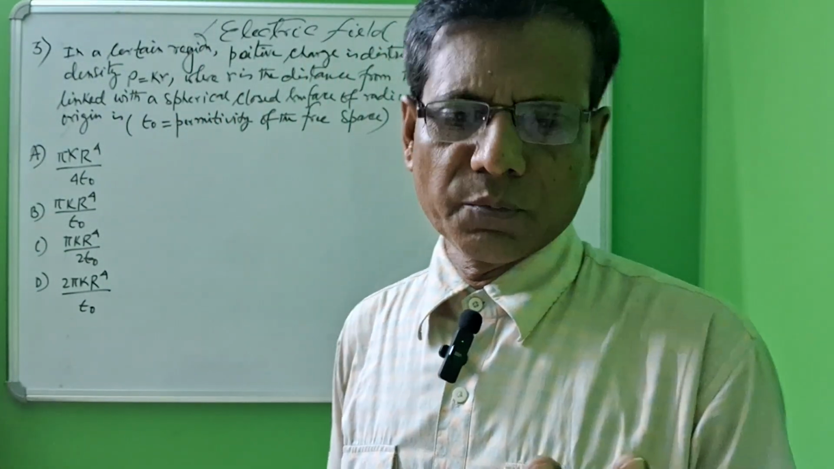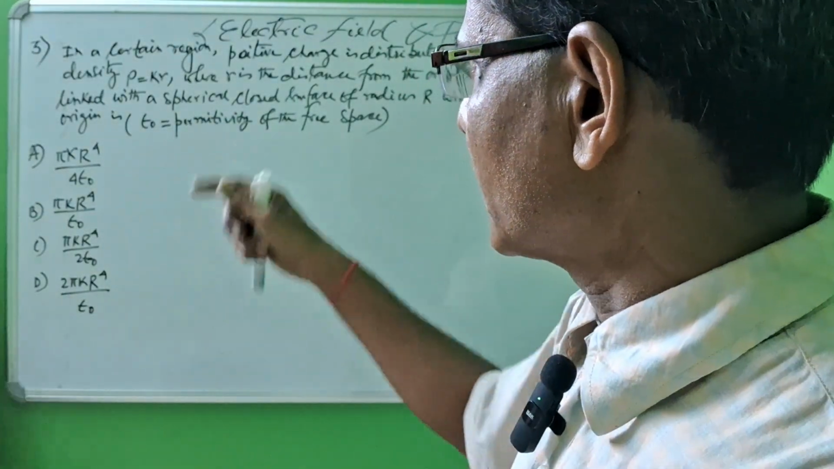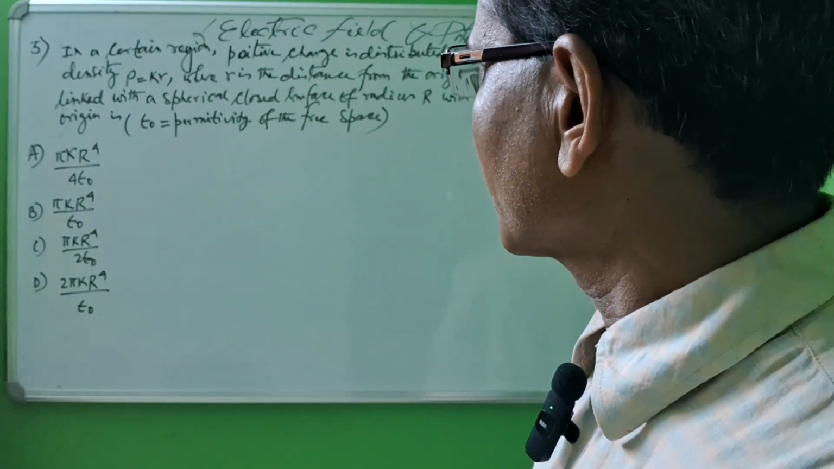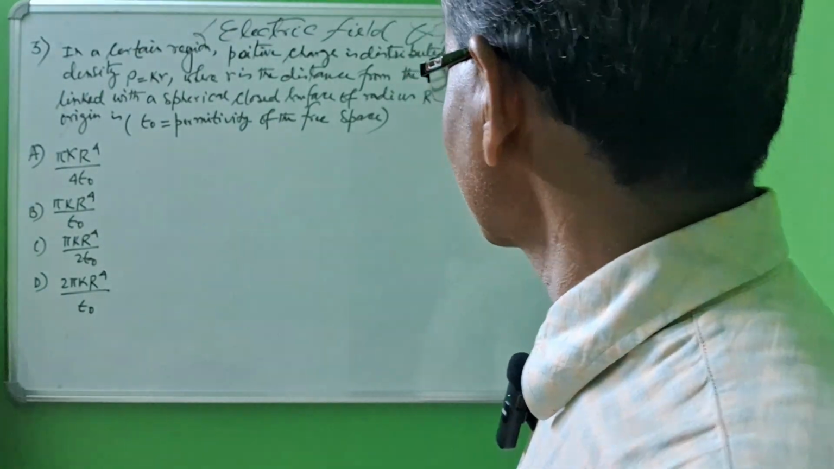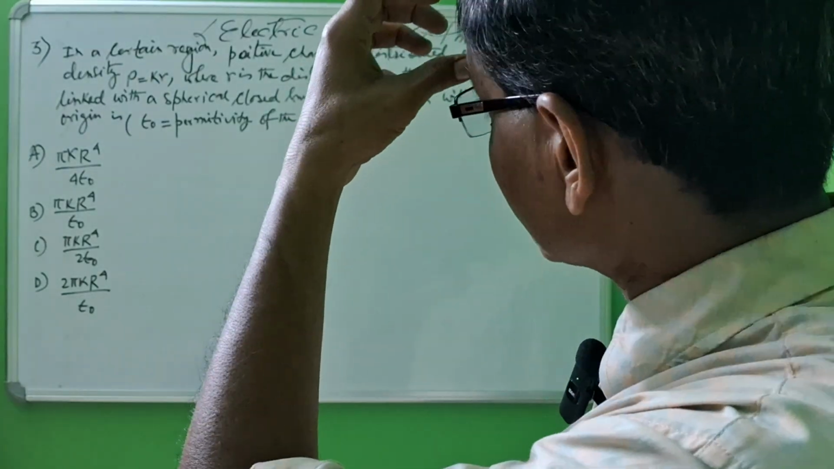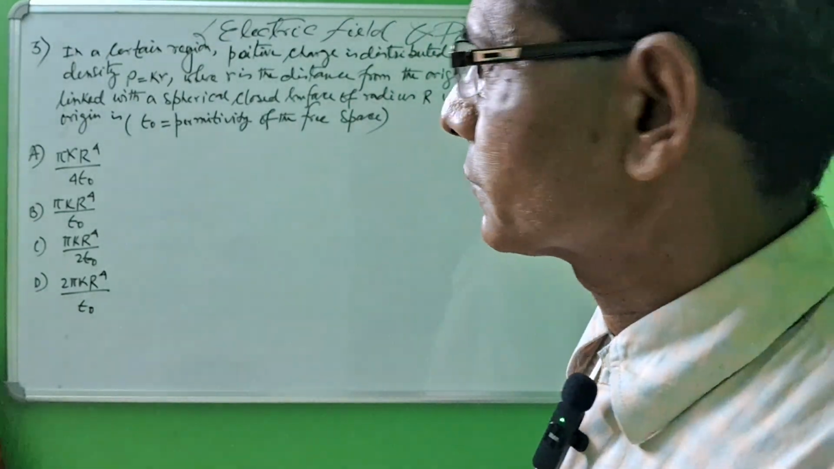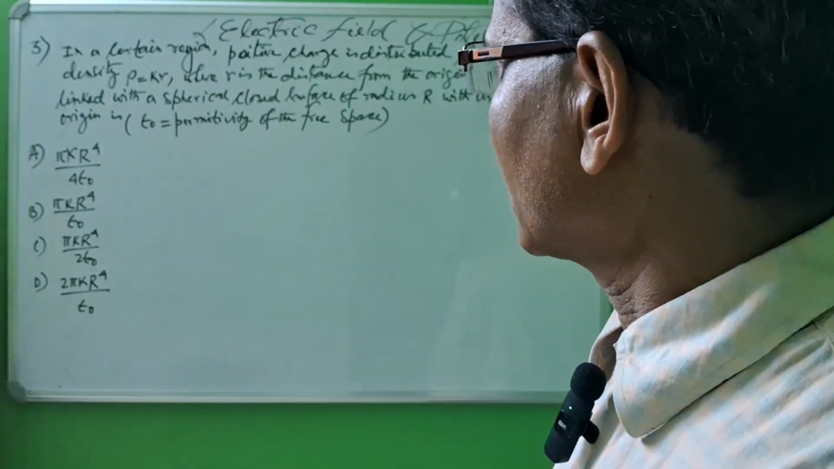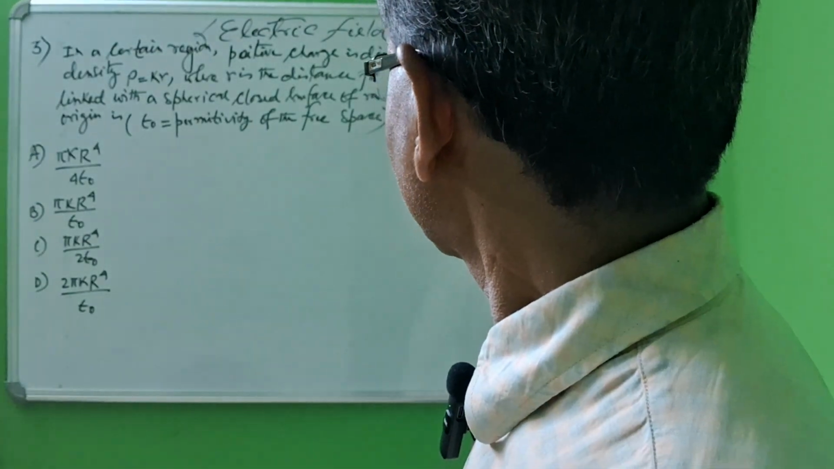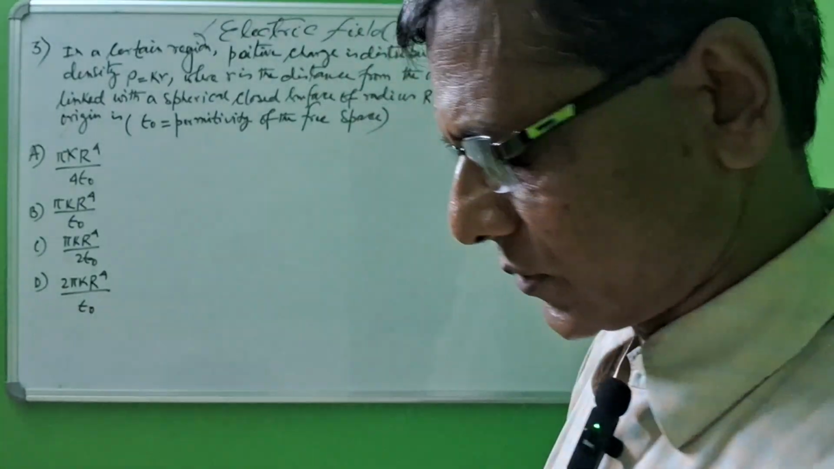Again, a typical problem is taken on our board. In a certain region, positive charge is distributed so that the charge density is rho equals kr, where r is the distance from the origin. Find the total flux linked with a spherical closed surface.